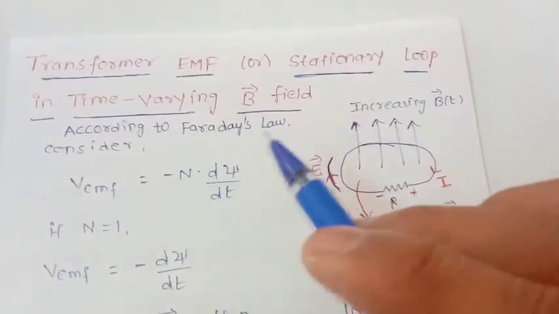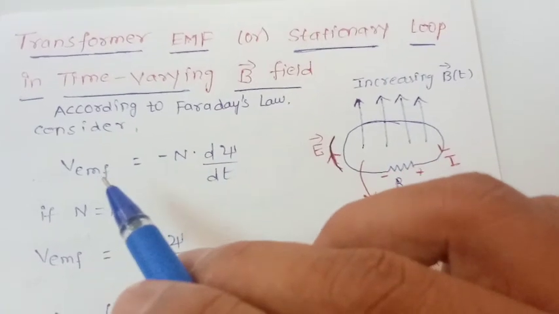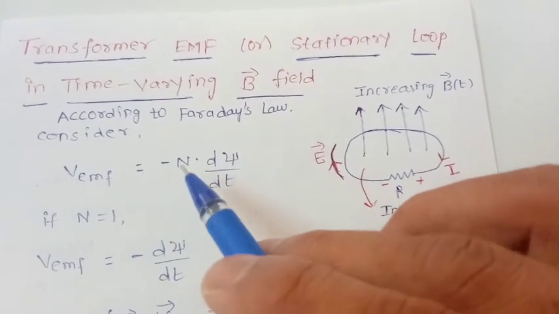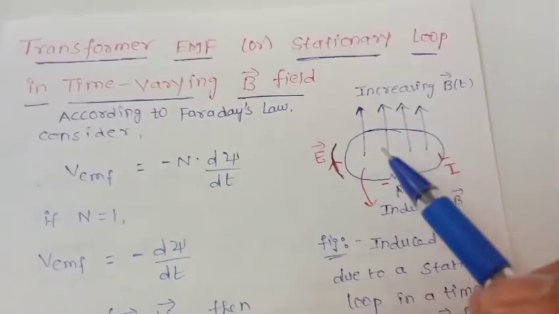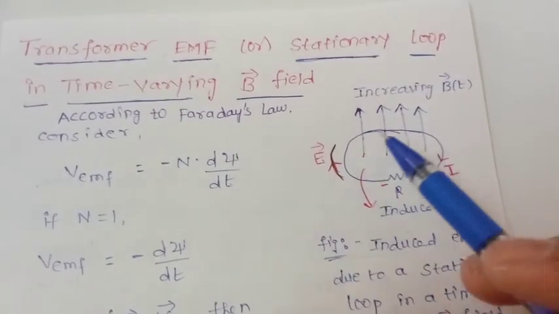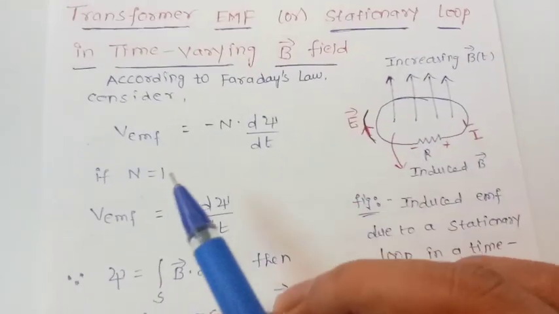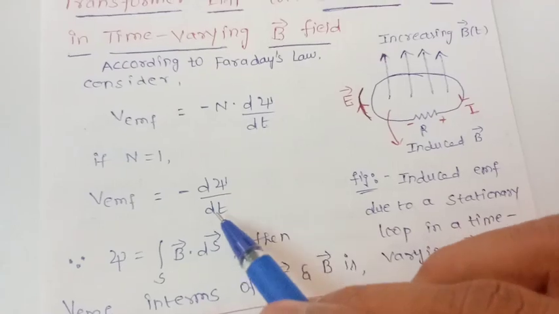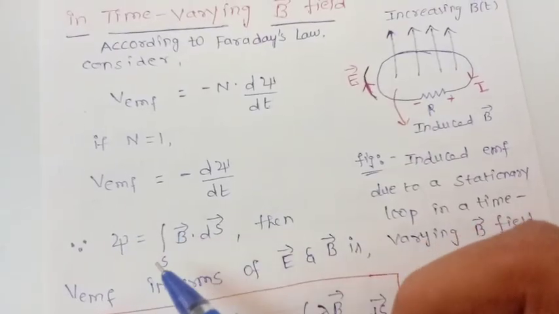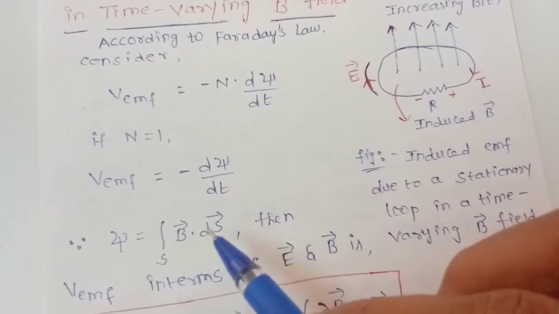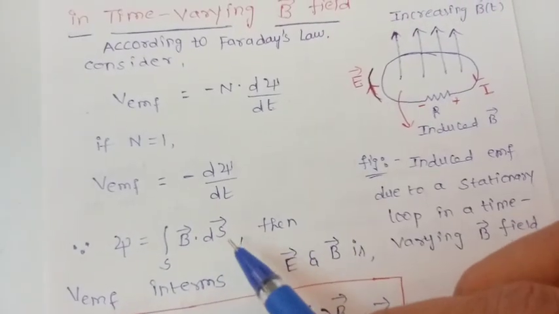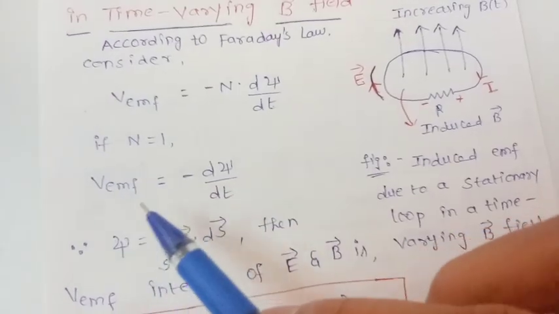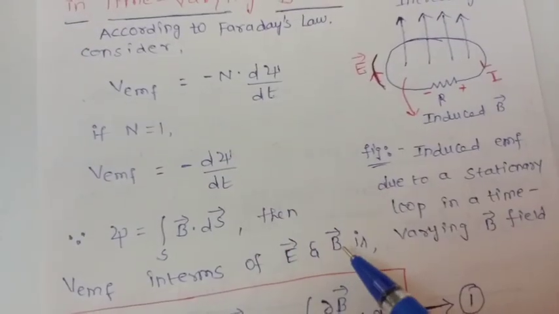Now according to Faraday's law, the induced EMF is equal to minus N into d phi by dt. Let us consider this closed circuit or coil consists of only 1 turn. That means if N is equal to 1, then V EMF is equal to minus d phi by dt. We know that phi, the magnetic flux, is equal to the surface integral of B bar dot dS bar. Then I am going to write this induced EMF in terms of the electric field and magnetic field.